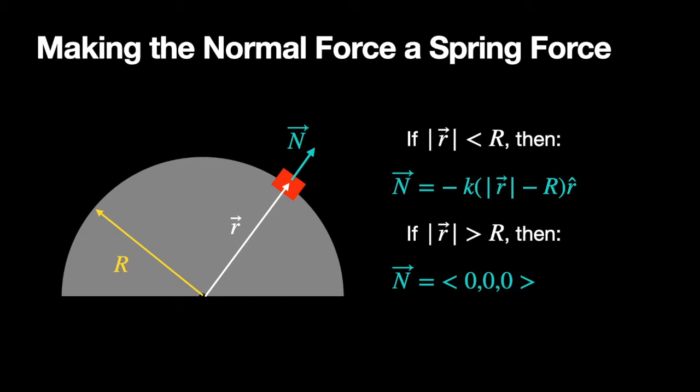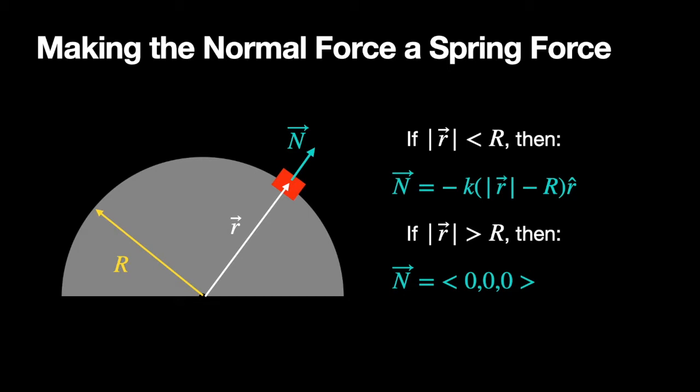If the magnitude of the vector position from the center of the bowl to the ice is less than the radius of the bowl, then there's going to be a normal force. And that normal force is just like a spring. There's some spring constant, and then instead of L and L naught, I have r and the radius of the bowl. It looks just like that other equation.